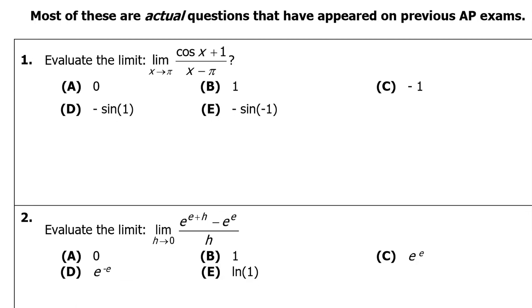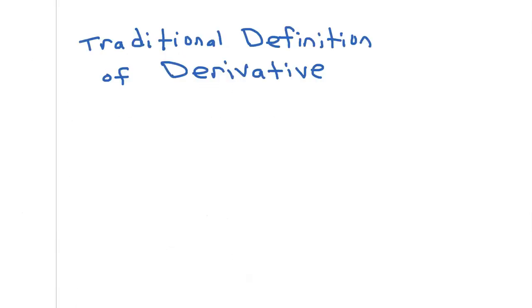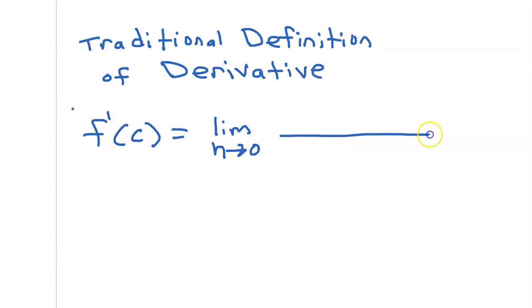In this video, I will show you how to evaluate a limit indirectly using the traditional and alternate definitions of a derivative. The traditional definition of derivative looks like this. F prime at c is going to equal the limit as h approaches 0 of f at c plus h minus f at c all over h.